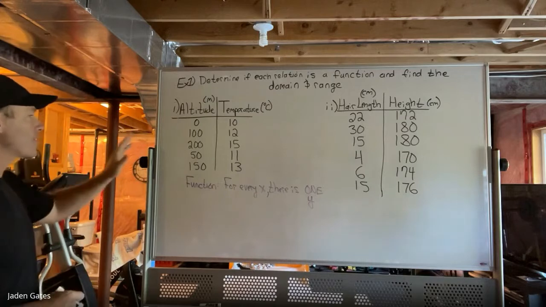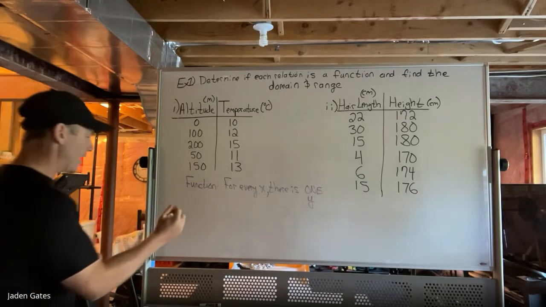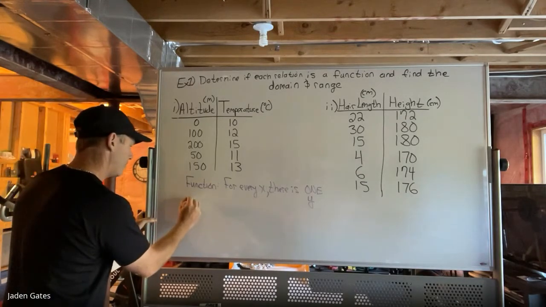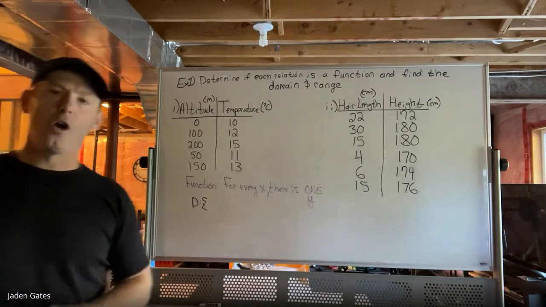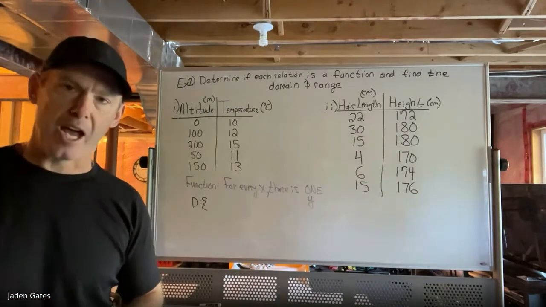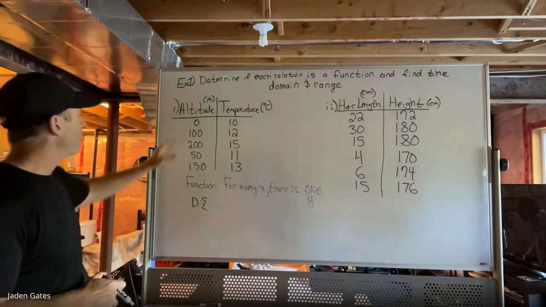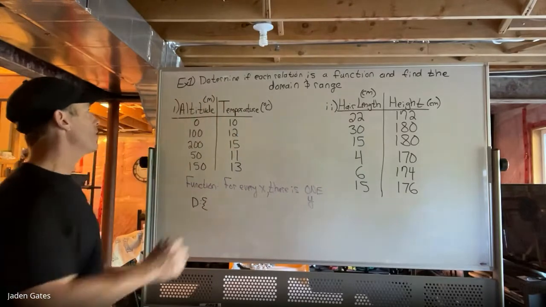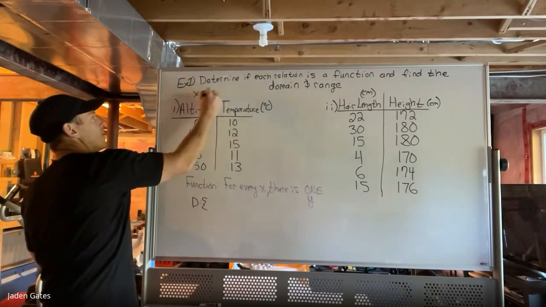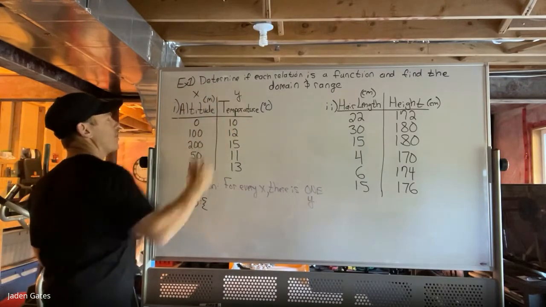Now to the second part, the domain, where you're looking at what are all the possible x values that you could have. When you have a table of values like we have here, the x is always on the left and the y is always on the right.